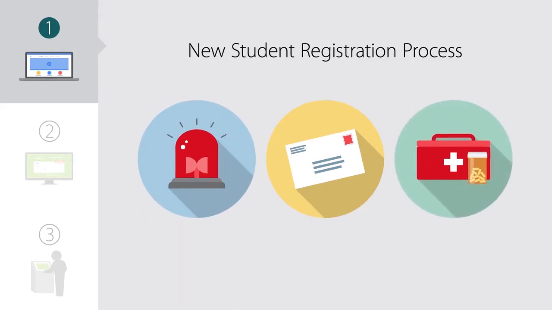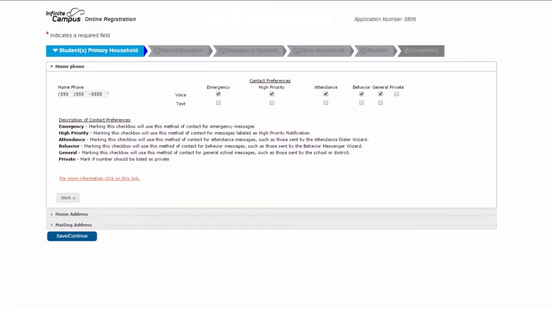medical and medication history. Now that you have logged in, we will navigate through the following screens: household information, parent-guardian information, emergency contacts, other household, student entry, and completed. Note that your district may have more customized sections than what are listed here.